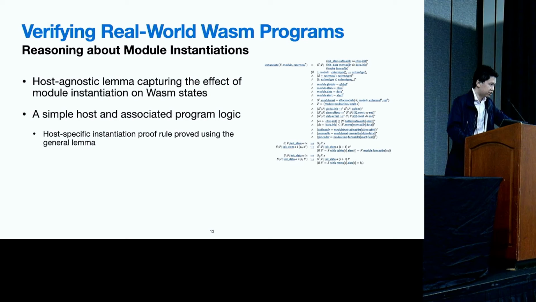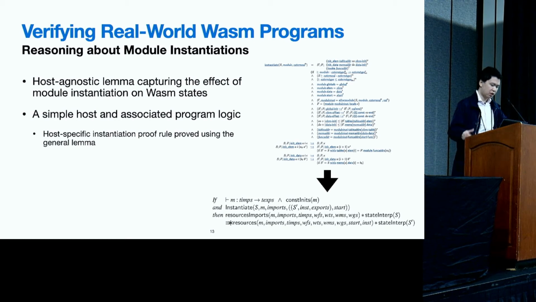Having dealt with interoperation between WASM and host, the last missing piece to achieve full modular reasoning for WASM programs is to handle module instantiation. And this is where we face a somewhat similar issue, because module instantiation is defined to be an operation of the host, and similarly, we do not want to tie our logic to a particular host. Our method here is to prove a host-agnostic lemma, capturing the effect of the module instantiation on the WASM part of the state itself. And to demonstrate how this works, we have also defined a simple host language which captures a bare-bone version of the JavaScript API, and we have built its associated program logic in Iris as well.